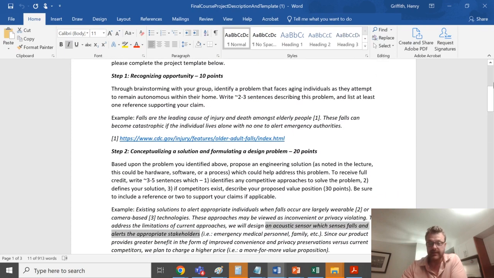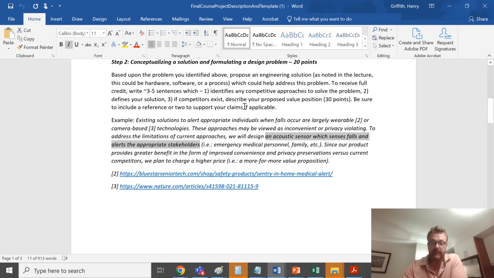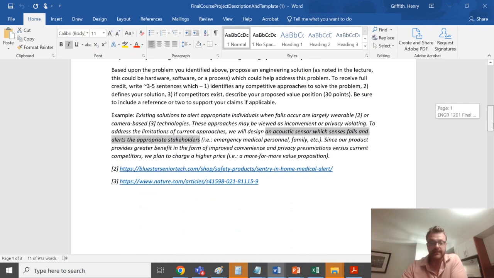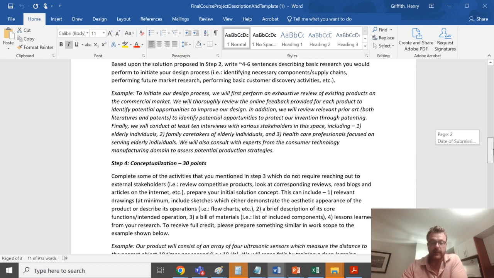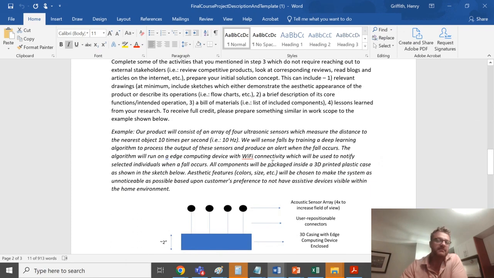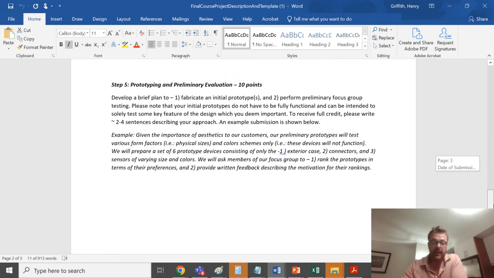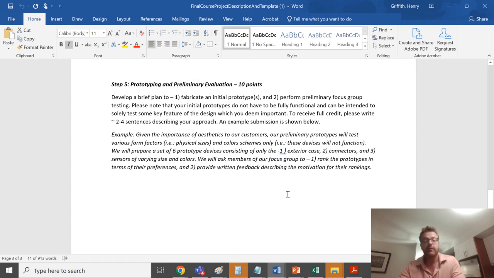So 2 sentences here with a citation. For step 2, we have 3 to 5 sentences here with some citations. For step 3, we have 4 to 6 sentences, and step 4, some text along with some sort of additional graphics, maybe just a cheap hand sketch showing me the basic concept. Maybe it's a flow chart, maybe it's some bulleted functionality list or so on. And then a plan of how you would take identified key attributes of your product that could be tested by some preliminary prototyping and user testing, how you would do it.